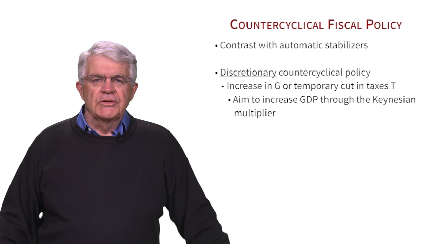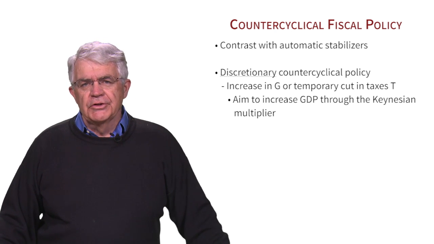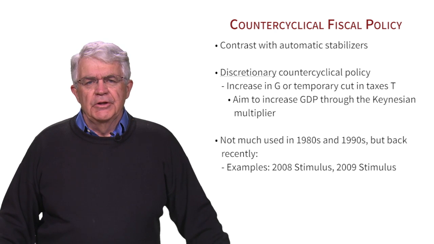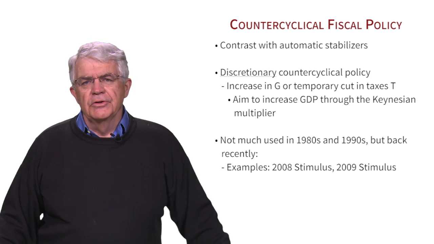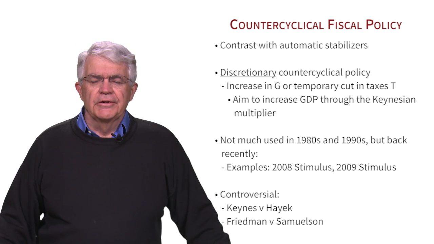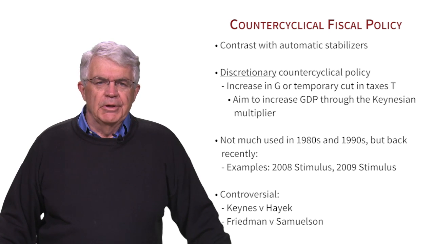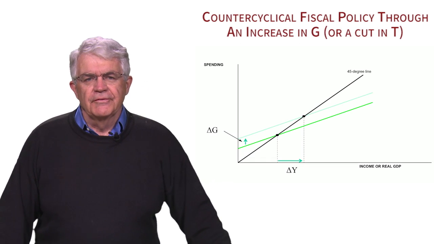The aim of these actions is to try to increase GDP if it's below potential GDP through the Keynesian multiplier. It wasn't used much in the 80s and 90s, but it's back in recent terms. For example, there was a stimulus package which had these goals in 2008 in the Bush administration, and another stimulus package which had these goals in 2009. It's a very controversial area in economics. Keynes and Hayek debated this in the 30s and 40s, and more recently Friedman and Samuelson have debated these issues, and economists continue to debate these issues today. So let's consider what's going on first, and then consider some of the different kinds of arguments.